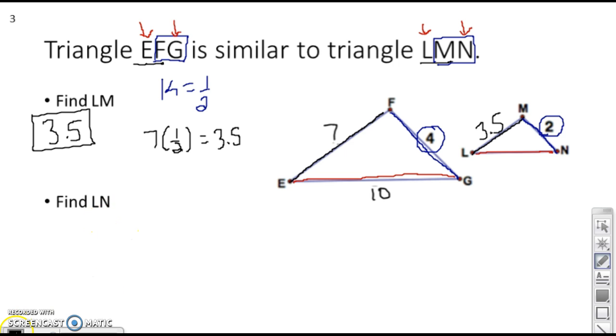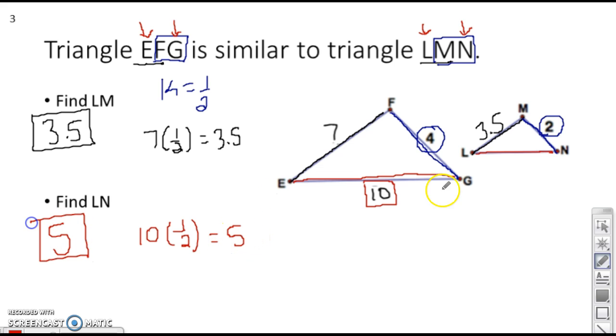Now I want to do the same thing for the other side. If I want to find LN, it corresponds to EG. The length of EG is 10 units. So I'm going to take 10 and I'm going to multiply it by my scale factor. In other words, I want to take half of 10, which is 5. So LN is going to be 5 units long.